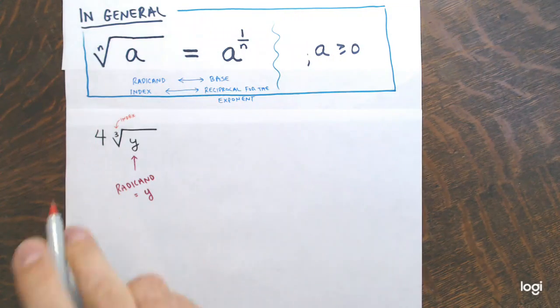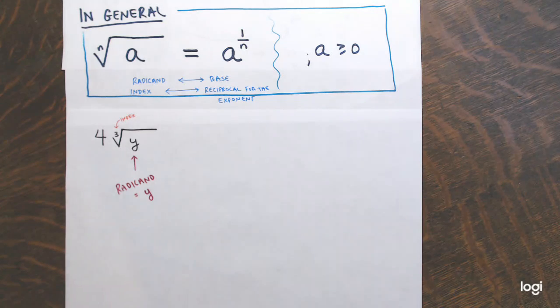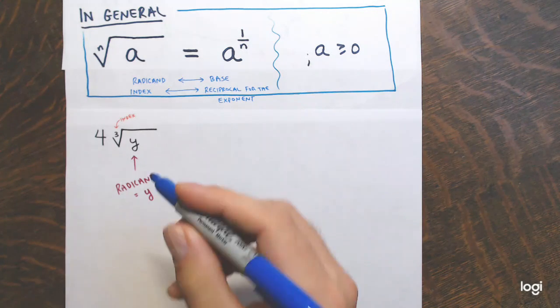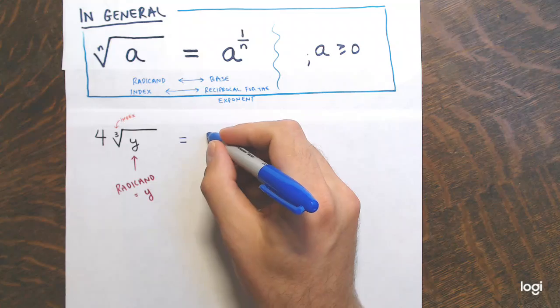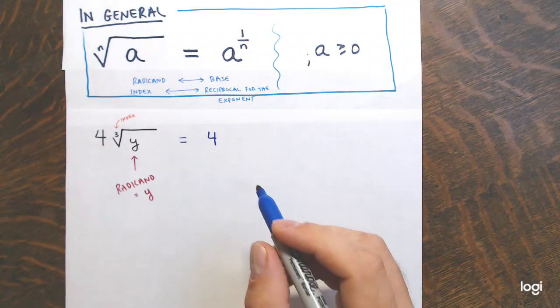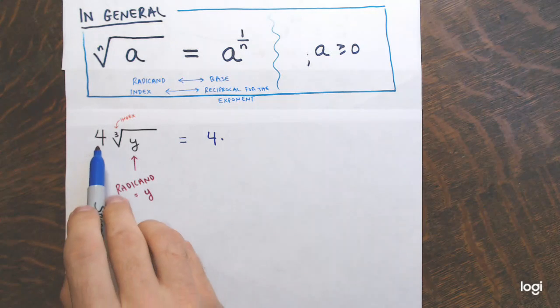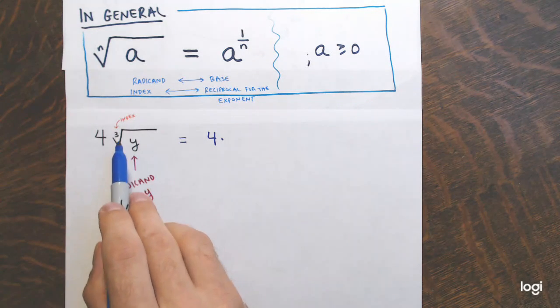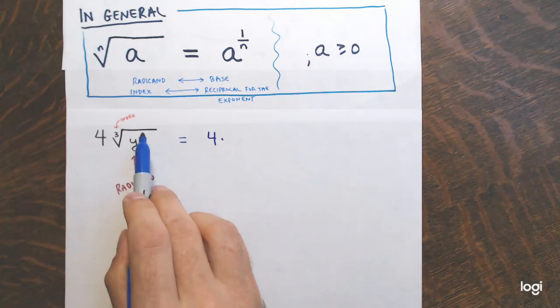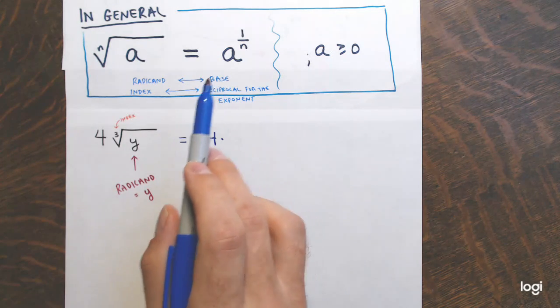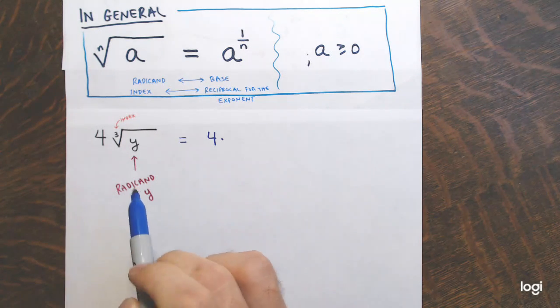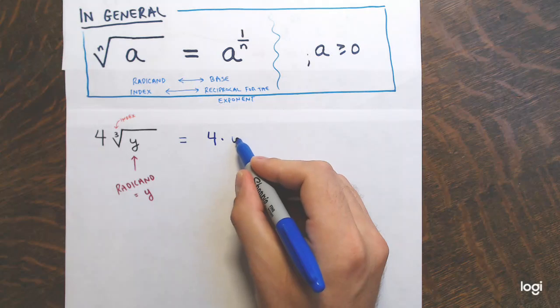So this 4 out here is going to stay outside. So this is equal to 4 times, if you want to write the little dot for times, that's fine. That's going to be 4 times, and then this is the expression I'm going to rewrite with a fraction exponent. The radicand is y, so that'll be the base, right?